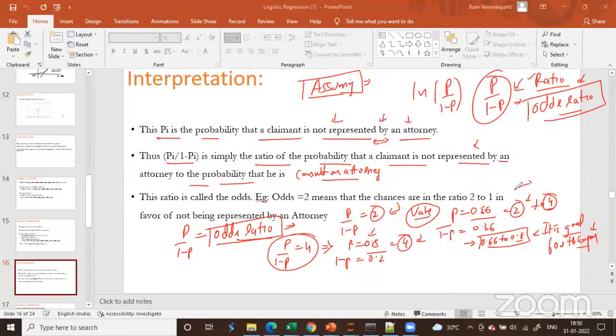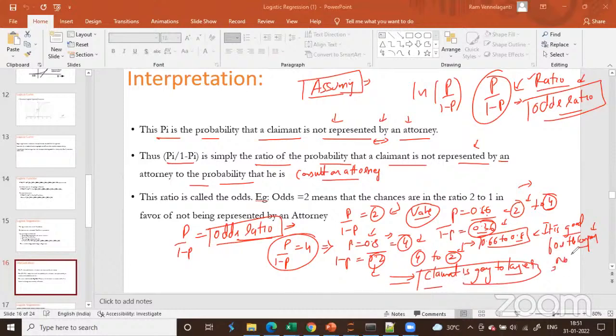So when your odds ratio is increasing from 2 to 4, the probability that the claimant is not going to consult the lawyer is going to increase from 0.66 to 0.8. What will happen if the odds ratio is decreasing from 4 to 2? What can you say? We can say that the probability that the claimant is going to consult a lawyer is increasing from 0.2 to 0.36. So there is a very high chance that the claimant is going to consult a lawyer. So it is not good for the company.